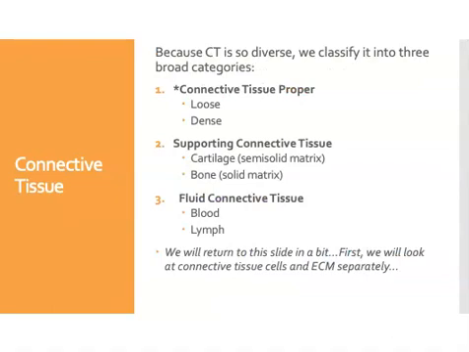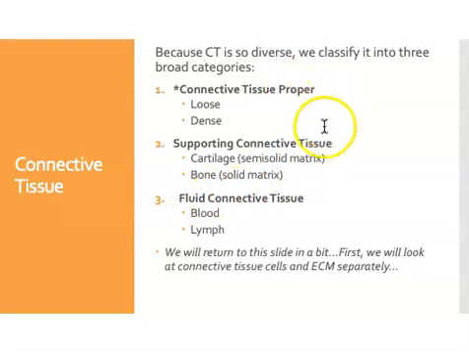Now, because connective tissue is so diverse, because there are so many different types of it, we classify it. Of course we do, because it's anatomy and physiology, and we love classification. There are 3 broad categories of connective tissue. There's what we call connective tissue proper. There is supporting connective tissue. And please note, it's not supportive connective tissue, it's supporting connective tissue. And finally, there's what's called fluid connective tissue.